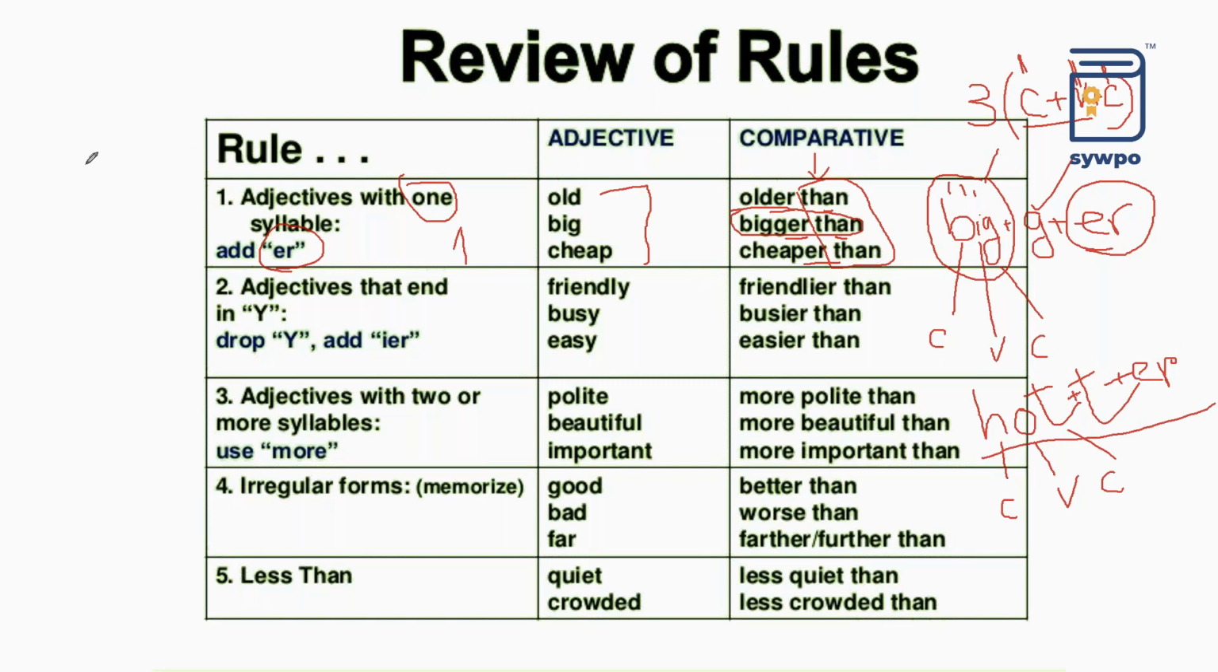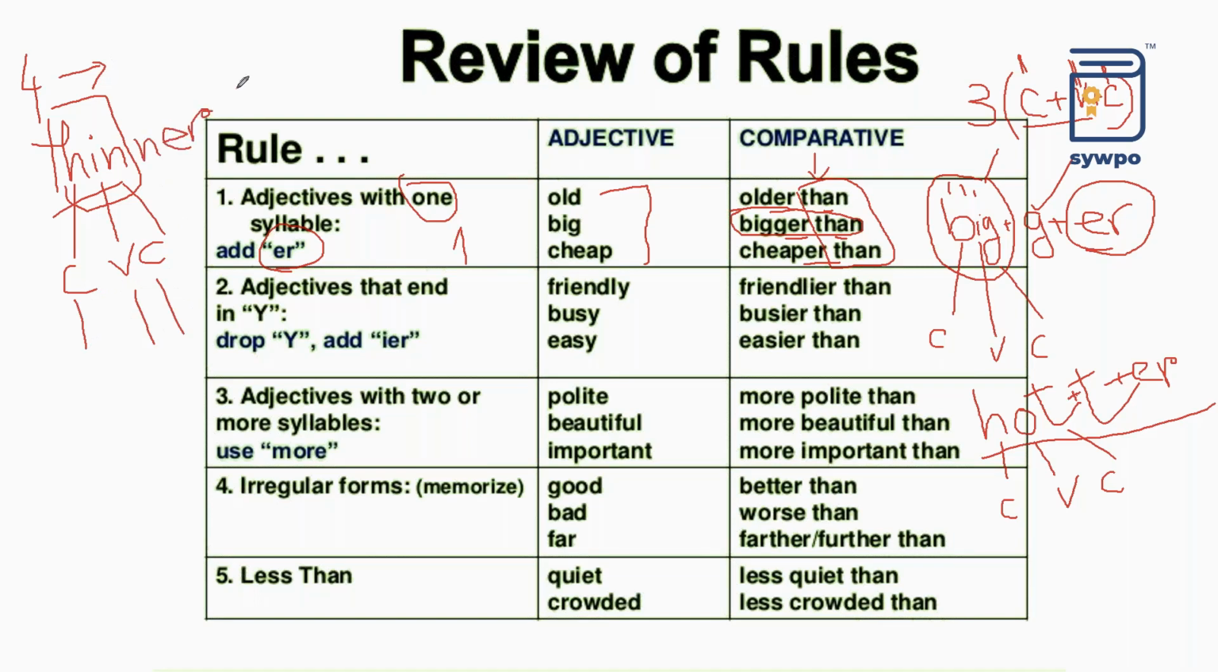I'm going to write one more for you, and it's not a 3-letter word, it's actually a 4-letter word. Thin. So you have a word which is an adjective and it is thin. Now look at the last 3 letters. You have a consonant H, then you have a vowel I, and then a consonant N. So this one is actually a 4-letter word, but the last 3 letters are consonant, vowel, consonant. You have to repeat N and then add ER. So this becomes your comparative.